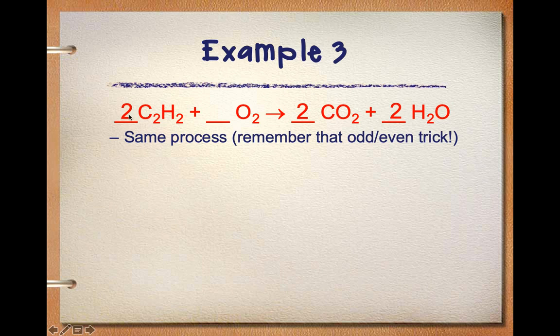But then now I put this 2 in front, which multiplies to the C. 2 times 2 is 4 C's. So I can change this number because I put it here. I need it to be a 4. 4 times 1 is 4 C's.